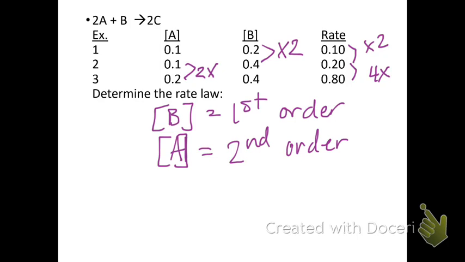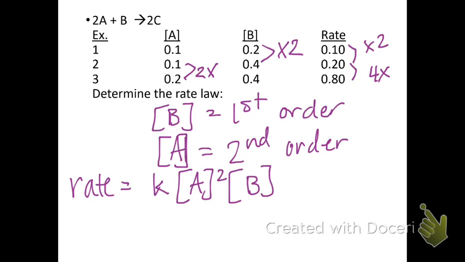All right, and so here is how I would write that rate law. I would say rate is equal to k[A]^2[B], okay, and then the overall reaction is third order overall, okay?